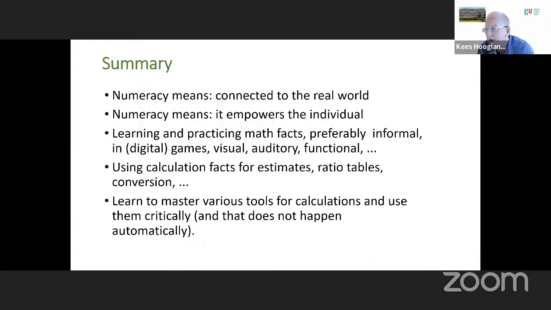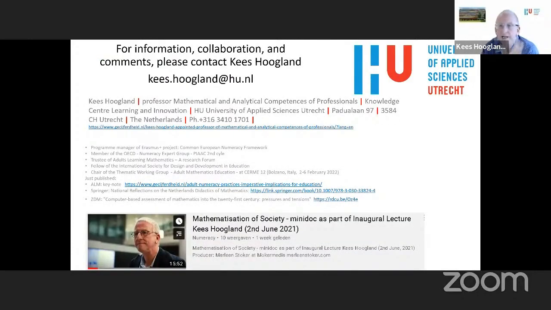If you are learning and practicing math facts, very basic skills, preferably informal in digital games, visual, etc., use those calculations facts for estimation and learn to master various tools for calculation and use them critically. This is, I think, in a nutshell, the things we are working on, the ideas we have, and I think by timing, I leave it at this, Stephen.